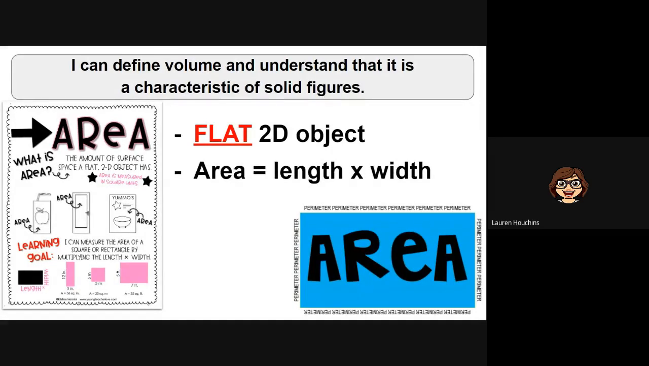And our formula to find area is area equals length times width, but sometimes you will see it as A equals L times W. And our L is normally either italicized or written in cursive, because if you just make a normal lowercase l, it kind of looks like a 1. So just to make sure we don't get confused. So area is a flat two-dimensional object.